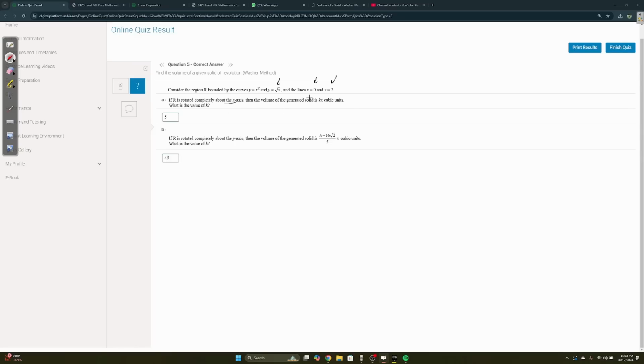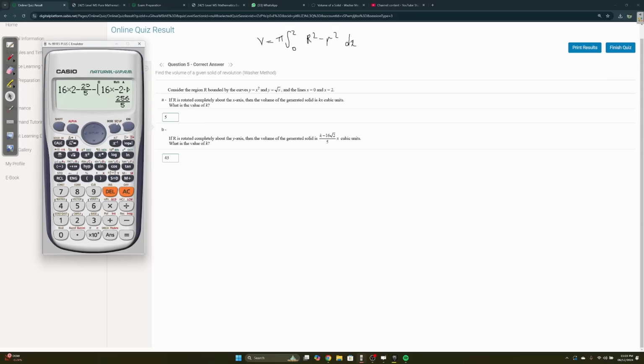So we want to rotate about the x-axis, and they were kind to us. They gave us the bounds. Very nice. So all you have to do is just use the formula pi integral from 0 to 2 of R squared minus r squared. The only thing you might have to find is which one is the small r, x squared or root x. If you want, I think for the non-integral calculators, it doesn't have the f of x, g of x function, but I want to test something out. If I put root x here, does it give me the actual values?